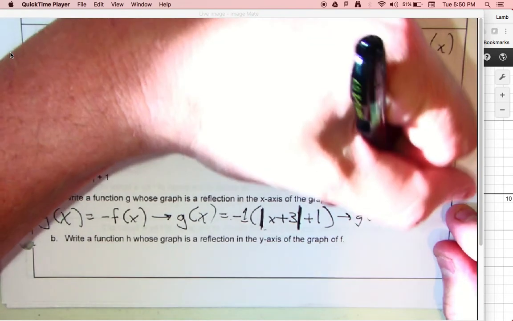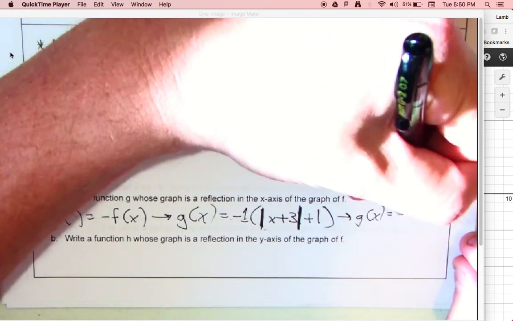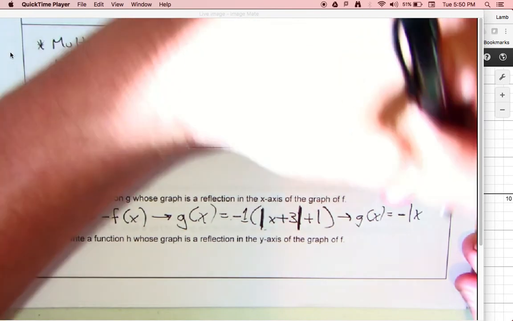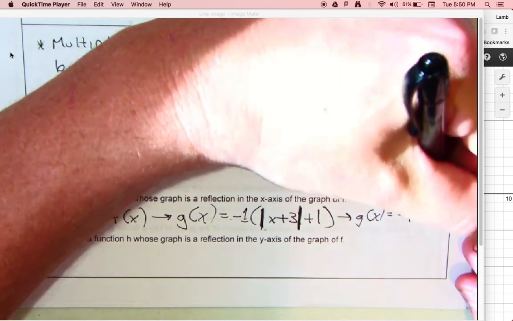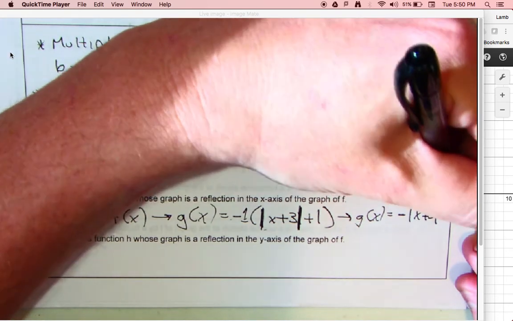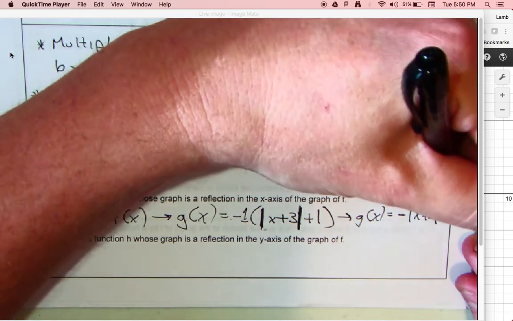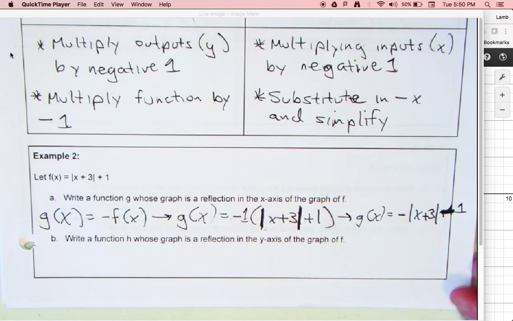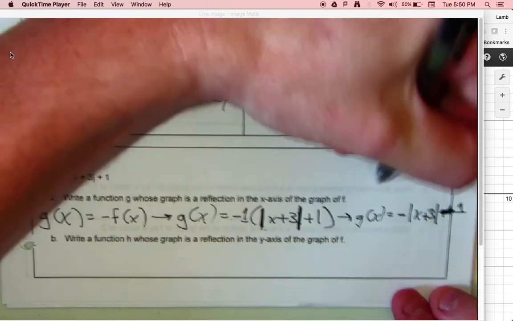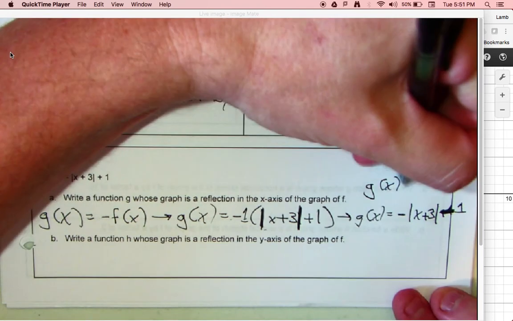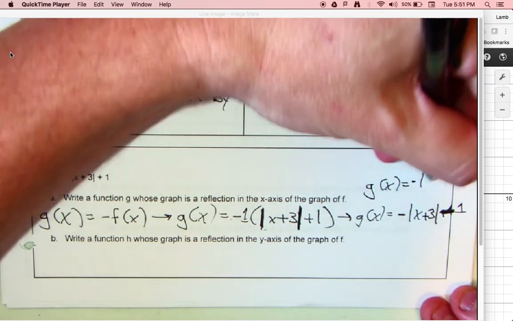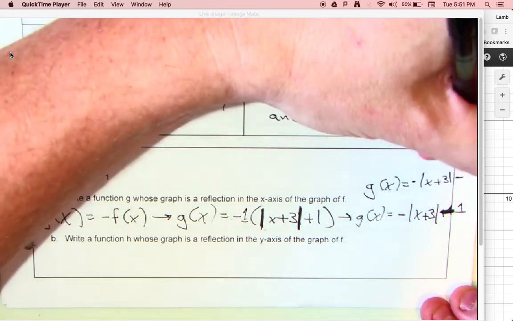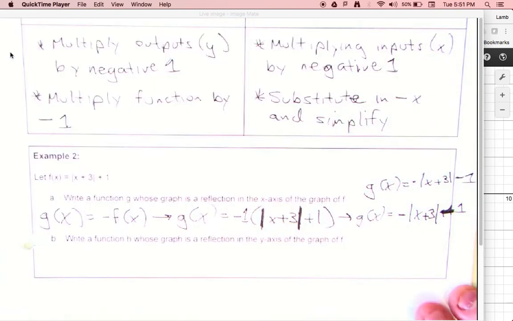I get g of x equals the negative absolute value of x plus 3, minus 1. And we're done there. So this is, let me rewrite that. G of x equals negative absolute value of x plus 3 minus 1. Okay, so that's our new equation.